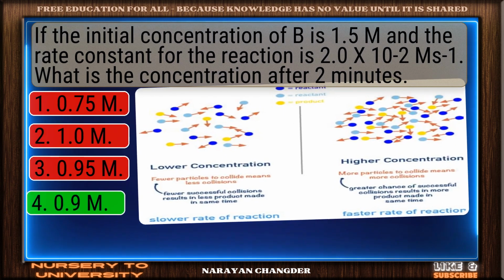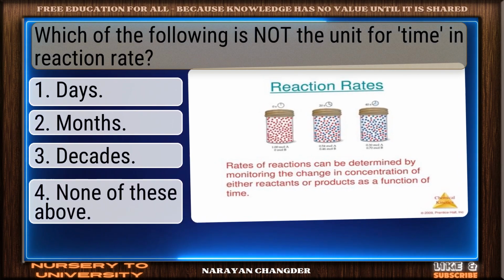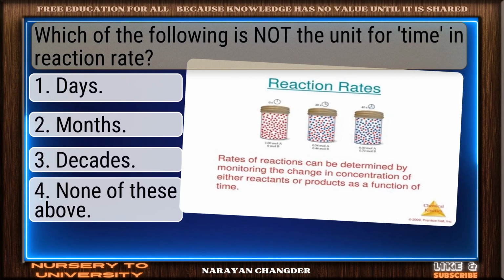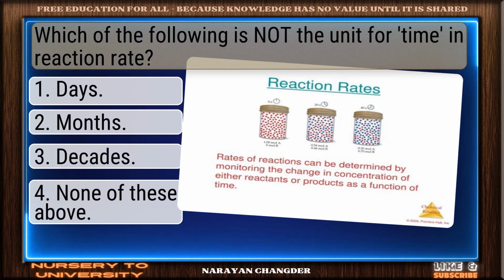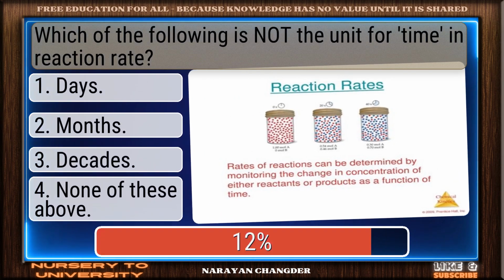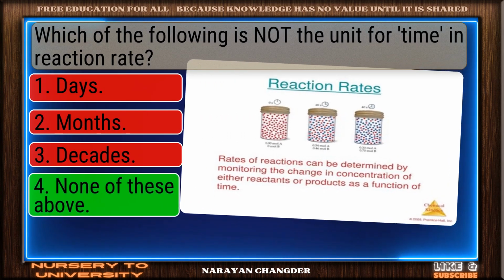Yes, 0.9 M. Which of the following is not the unit for time in reaction rate? Option 1, days. Option 2, months. Option 3, decades. Option 4, none of these above. That's it, none of these above.